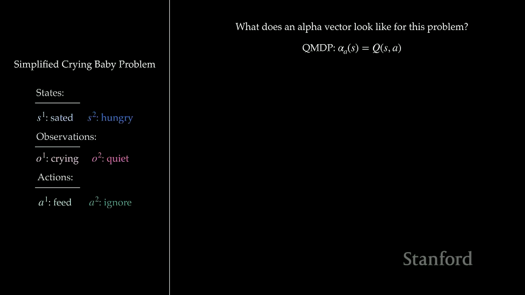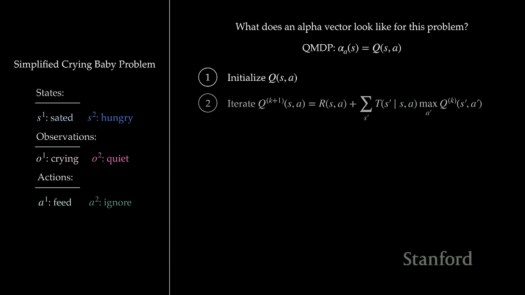Okay. For QMDP, when we have all of these alpha vectors, again, we'll initialize our Q function as if we were doing value iteration, and then we do this iteration. This is just exactly value iteration on the underlying MDP. But in terms of alpha vectors, it would look like this. All we did was replace the Q's with alphas. That's it, just changed up the notation.